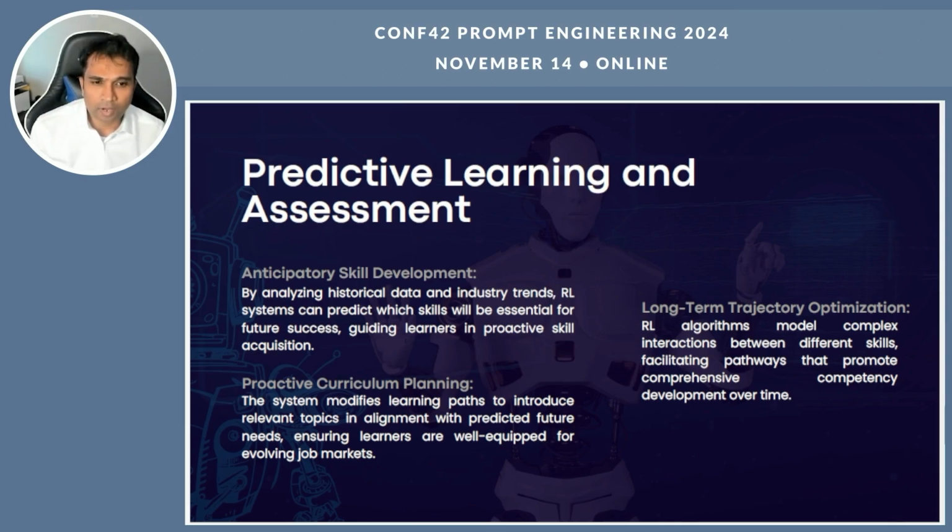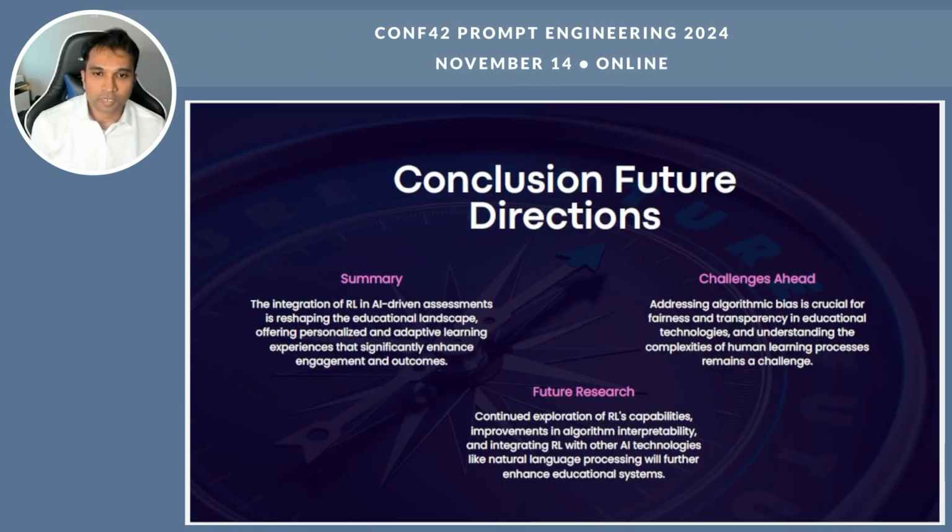And then we have long-term trajectory optimization, right? RL algorithms model complex interactions between different skills, facilitating pathways that promote comprehensive competency development over time. With this, we come to the conclusion and future directions. To summarize, the integration of reinforcement learning in AI-driven assessments is going to reshape the educational landscape, offering personalized and adaptive learning experiences that significantly enhance engagement and outcomes.